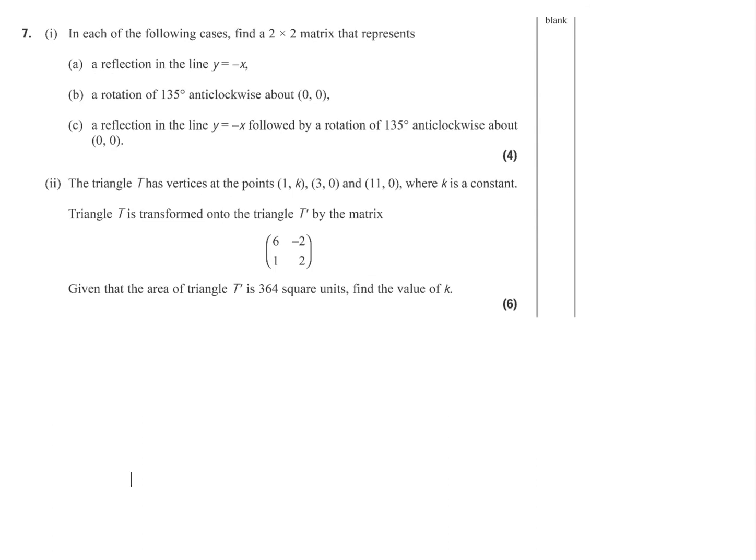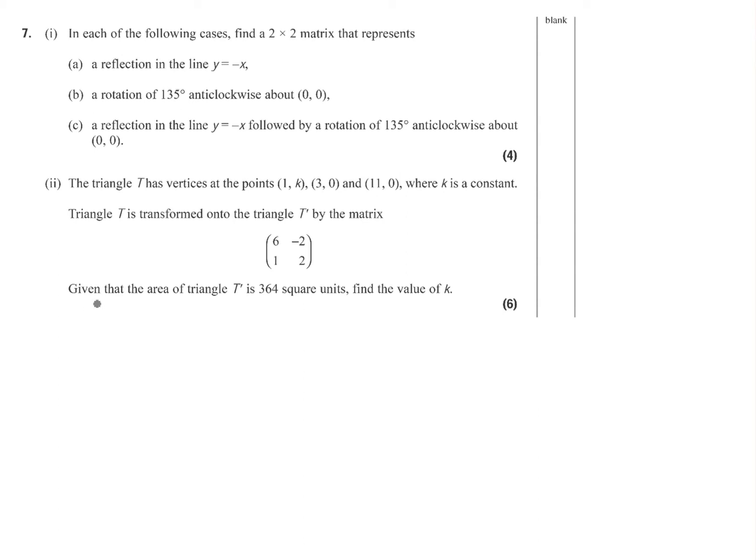Okay, this video is going to be looking at question 7, part 2 of the June 2014 Edexcel FP1 paper. And the question says, the triangle T has vertices at the points (1, k), (3, 0) and (11, 0), where k is just some constant. Triangle T is transformed onto the triangle T dash by this matrix, (6, -2; 1, 2).